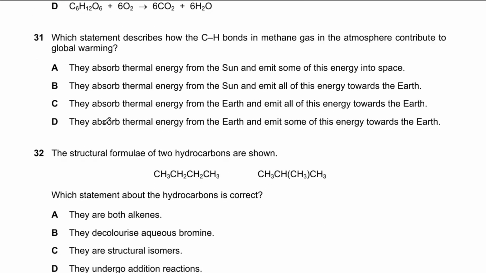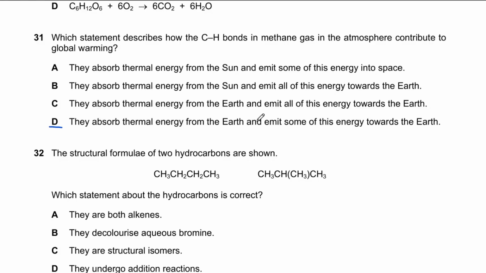Question 31. Which statement describes how the carbon-hydrogen bond in methane gas in the atmosphere contributes to global warming? You know that methane is a greenhouse gas. Greenhouse gases absorb infrared radiation from the earth and then re-emit some back to the earth, and that's what makes the earth warm. That's what causes global warming. So the heat is trapped. So the correct answer for that will be D.